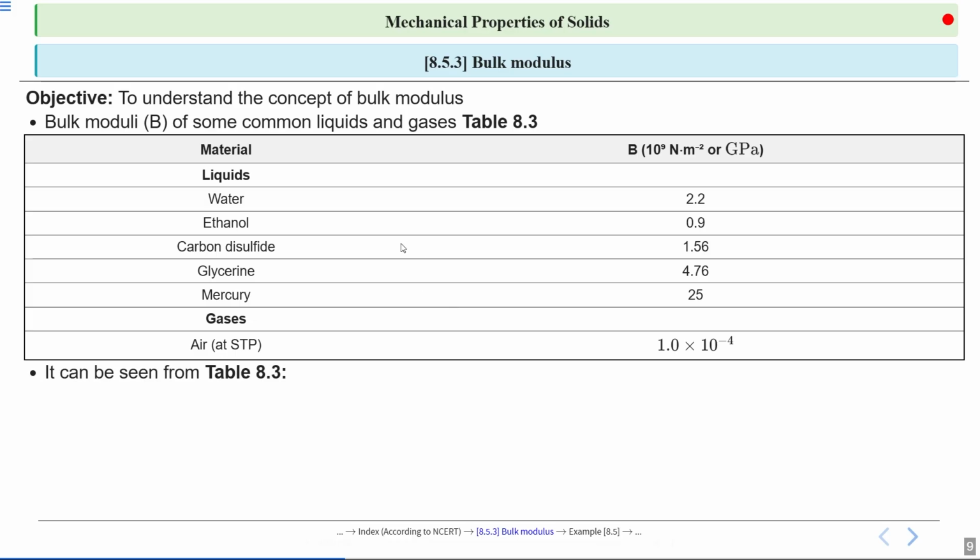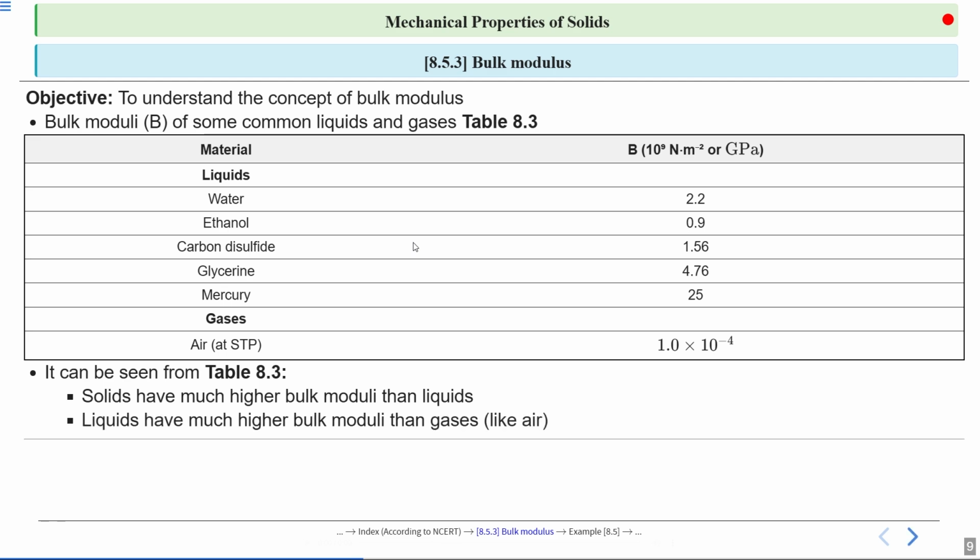So let's analyze what the table is showing us. First, notice that solids have much higher bulk moduli than liquids. This means solids are much less compressible. Next, liquids themselves have much higher bulk moduli than gases. This means liquids are much less compressible than gases like air.